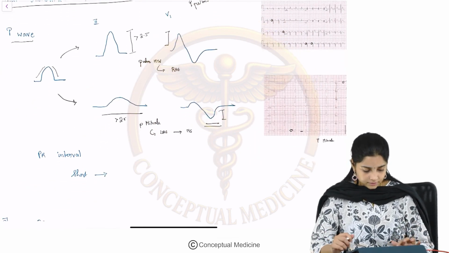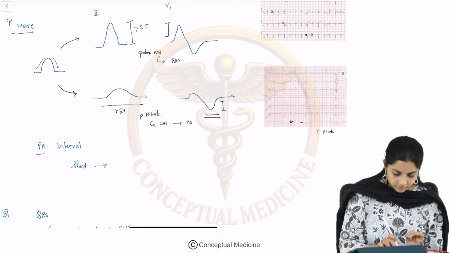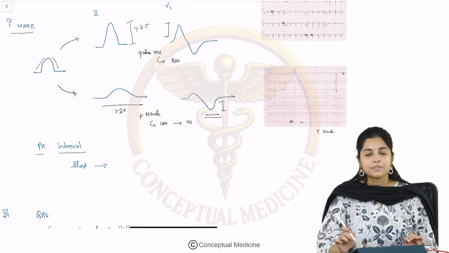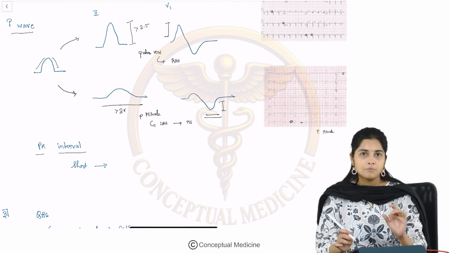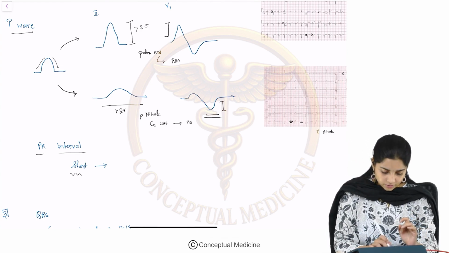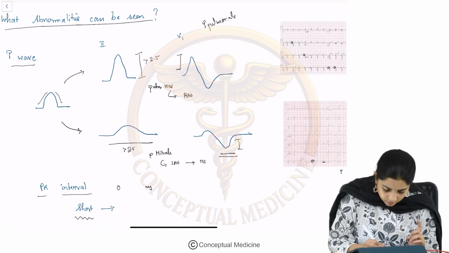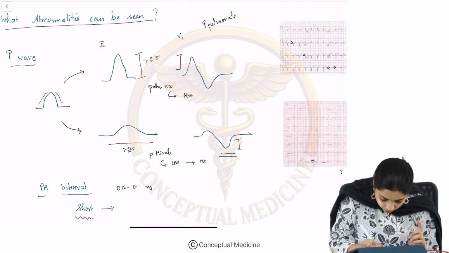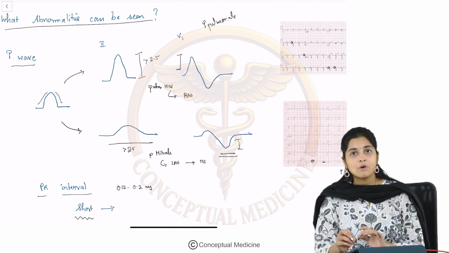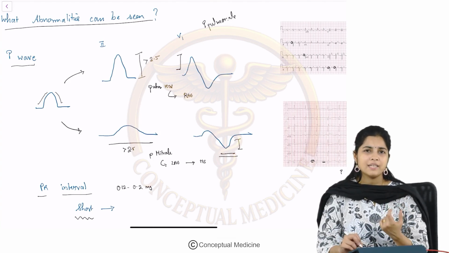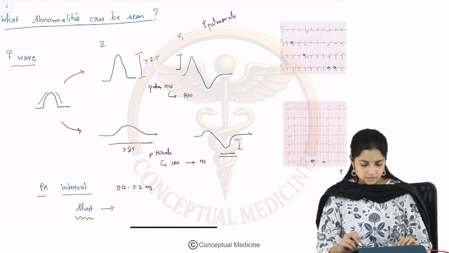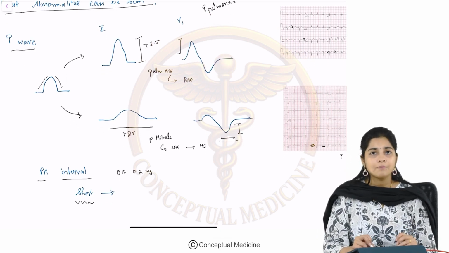Okay. Now, next is your PR interval. In the PR interval, what you should be worried about is a short PR interval. A normal PR interval is 0.12 to 0.2 seconds. So when it's less than 0.12, less than 3 small boxes, then it's called a short PR interval.